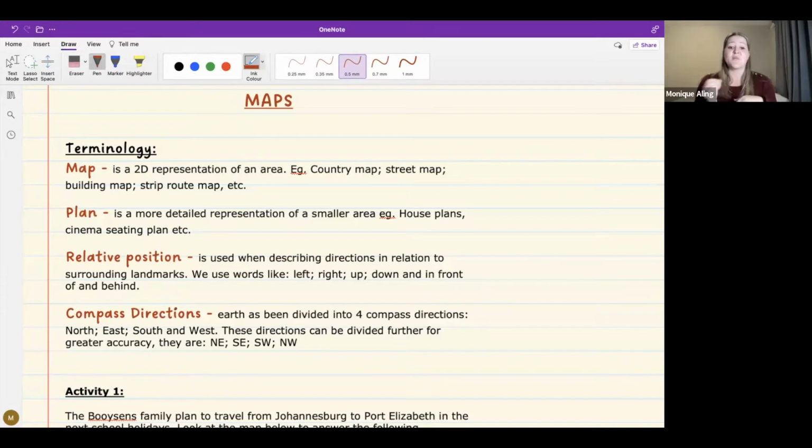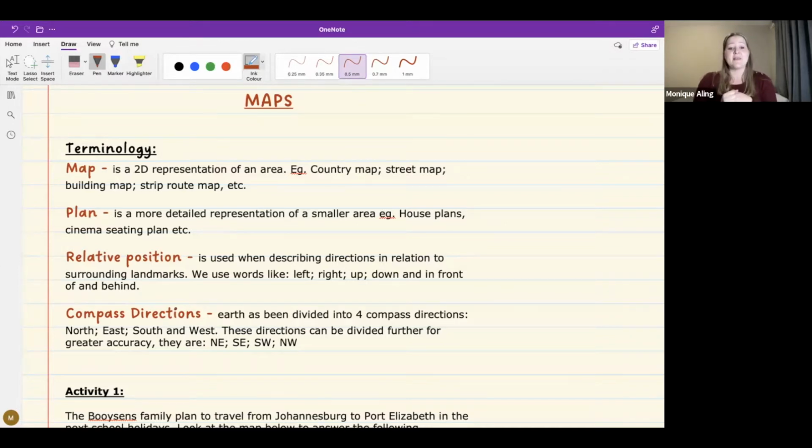A plan is next, which is a more detailed representation of a smaller area. You could get an example of a cinema seating plan. So it really is endless. You could get any type of map or plan in your exam, and you need to be able to read it, understand it, and be able to answer questions on it.